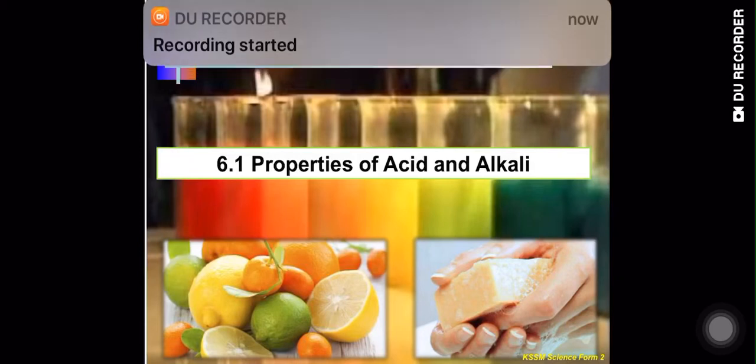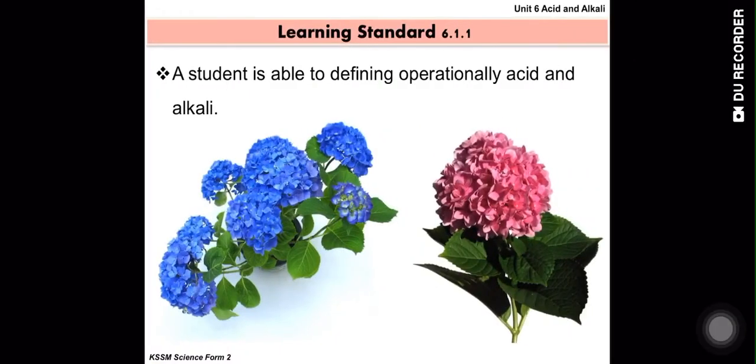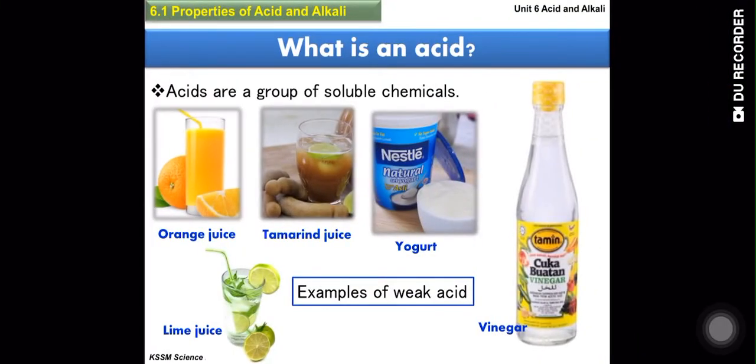Hi students, today we are going to look at chapter 6, acid and alkali, properties of acid and alkali. This is from chapter 6, Science Form 2, properties of acid and alkali from the chapter acid and alkali. Okay, it's quite easy. First thing we have to look at examples of acids.